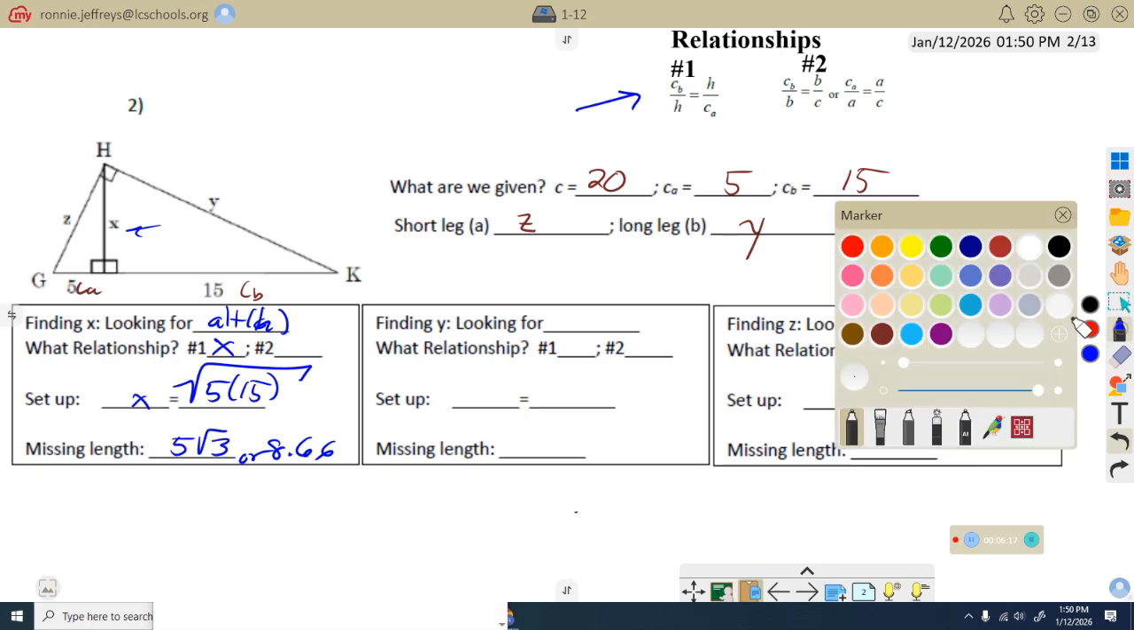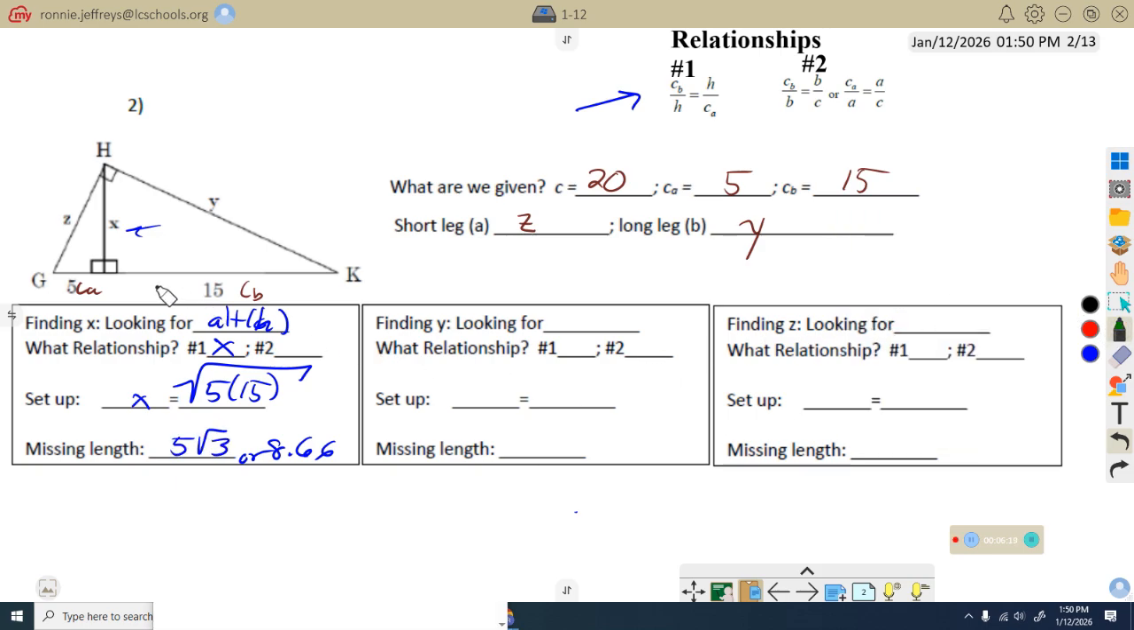All right. And we're looking for Y. Y happens to be our long leg this time.